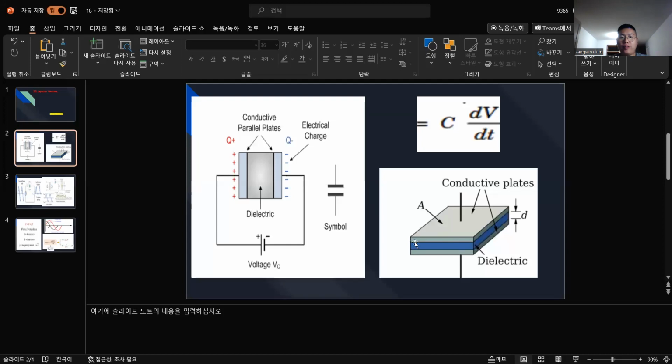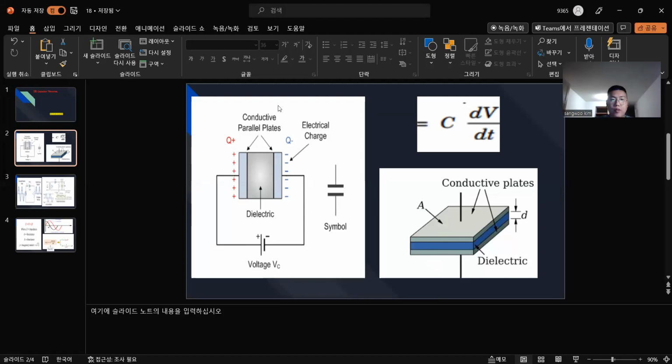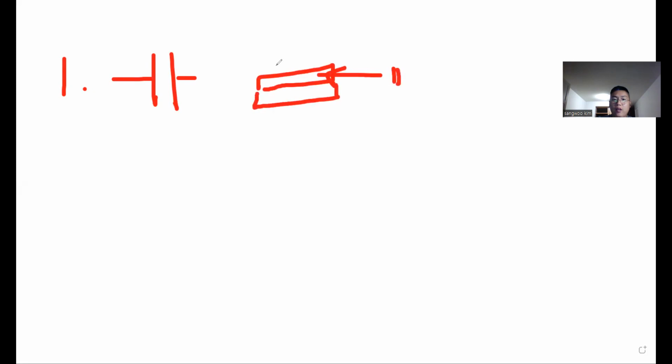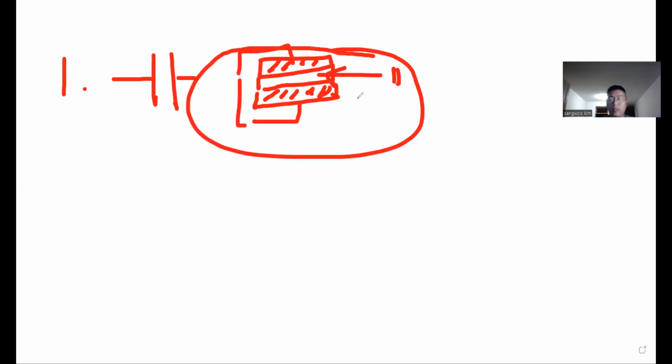So first of all, I wanna say, a capacitor is made like this. For example, this is a simple capacitor, right? It's made like this. This is a dielectric, and there are two metal plates here, conductor plates, right? So this is a general capacitor.